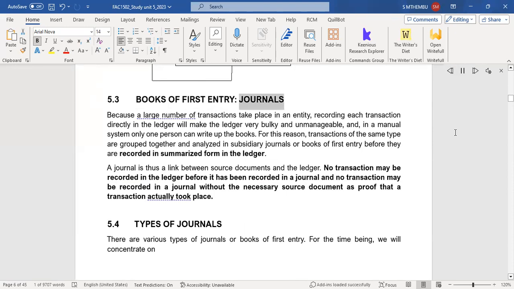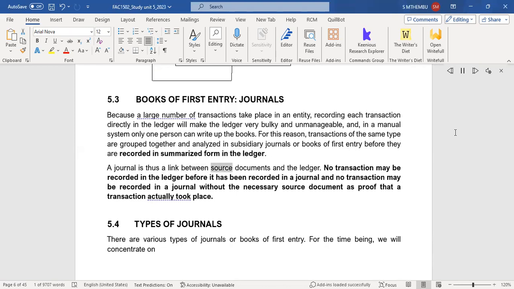Books of first entry, journals. Because a large number of transactions take place in an entity, recording each transaction directly in the ledger will make the ledger very bulky and unmanageable, and, in a manual system, only one person can write up the books. For this reason, transactions of the same type are grouped together and analyzed in subsidiary journals or books of first entry before they are recorded in summarized form in the ledger.